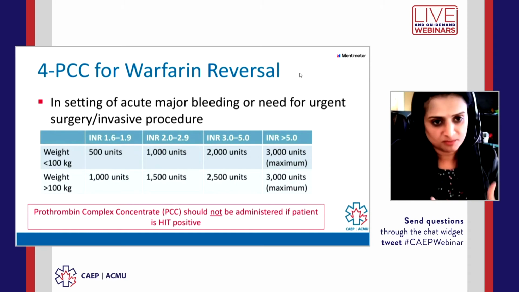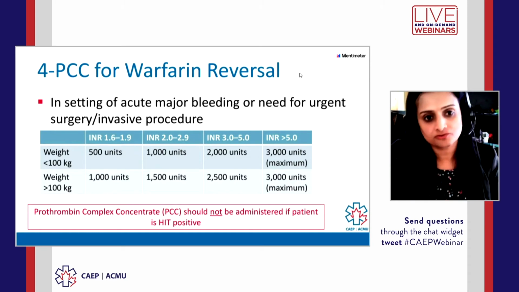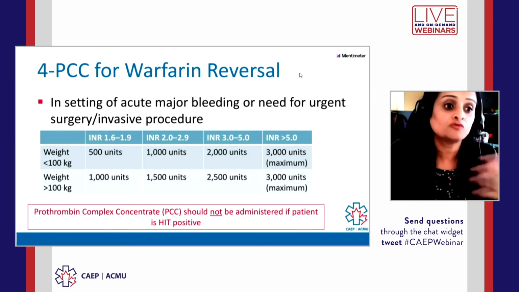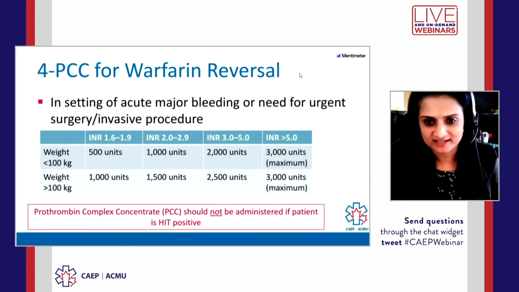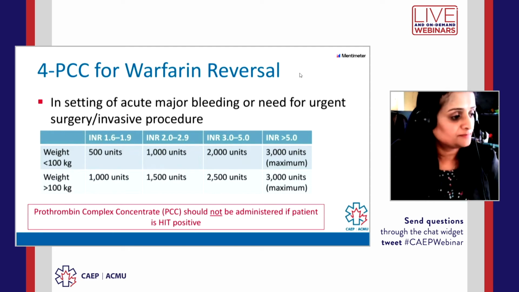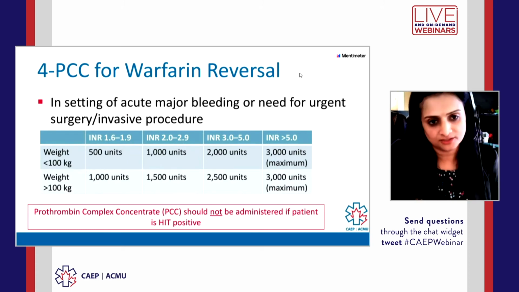The reason there is a maximum cap dose is that there is also risk for VTE or thromboembolism and arterial clots with overuse of these products. As you can understand, if you overwhelm the coagulation cascade, you don't want to tip them over from bleeding to clotting. So that's something to always be mindful about. And PCCs, as I already touched upon, should not be administered if your patient is HIT positive. So again, consider that, especially with any prior history of it.